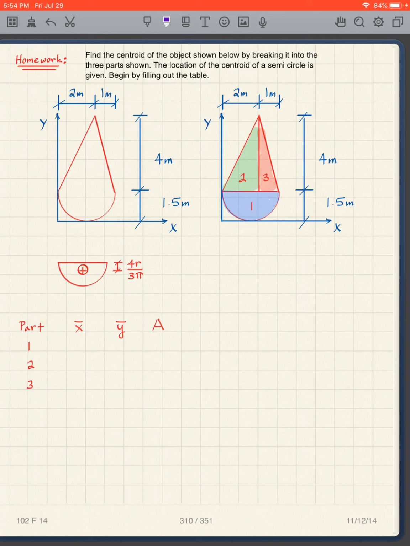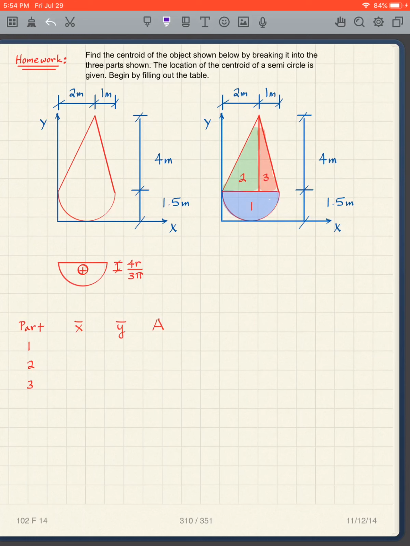All right, here's another one. Now I have 3 areas, or it looks like a teardrop, but I have a semicircle here. I have a triangle here and a triangle here. Now the semicircle, I'm going to give it to you where the centroid is located. So it's a semicircle, so this is dead center in this direction. But where am I in that direction? Well, I'm 4r over 3 pi from the top.